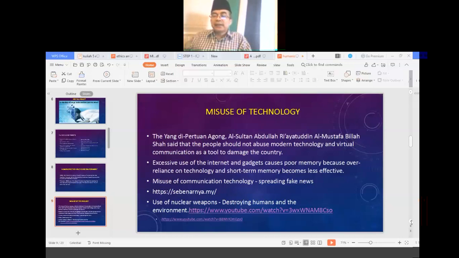This is the thing that will cause a very negative impact due to very excessive dependence on technology. Later on, in the short term, we can see that memory becomes less effective. Anything that we need, even wanting to count 1, 2, 3, 4, or do some very basic maths, we have to use the calculator. So we have to be very careful on that in order to have a very strong and effective mind.